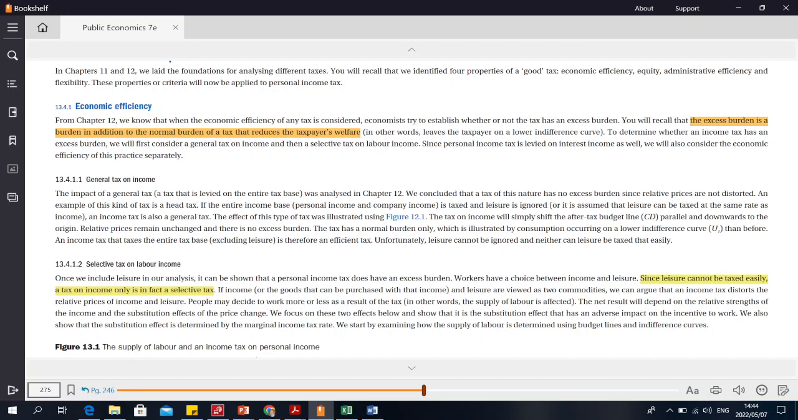Since leisure cannot be taxed very easily, a tax on income is in fact a selective tax. So suppose your tax rate increases and you decide to work less. That means you have more leisure, but then that leisure is not taxed. So one always has a choice between working and not working. So efficiency is excess burden, and you have to remember how leisure works.